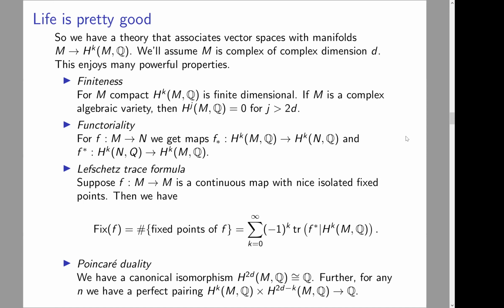Before I answer that question, let's just see how much that would buy us. What would we get if we knew a priori there exists some cohomology theory for varieties over finite fields?